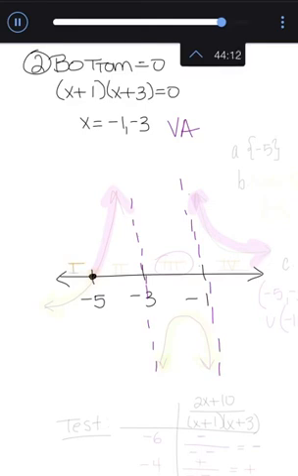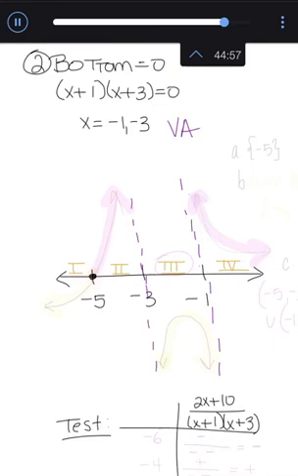Now I just need to break this up into, it's not 3 pieces this time, it naturally breaks it up into 4. What's happening before negative 5? What's happening between negative 5 and negative 3? What's happening between negative 3 and negative 1, and what's happening lastly after negative 1. So that's 4 regions this time. So let's test our 4 values. And again, we're going to test them into our redone equation with the 0 on one side, which is 2x plus 10 over x plus 1 times x plus 3.